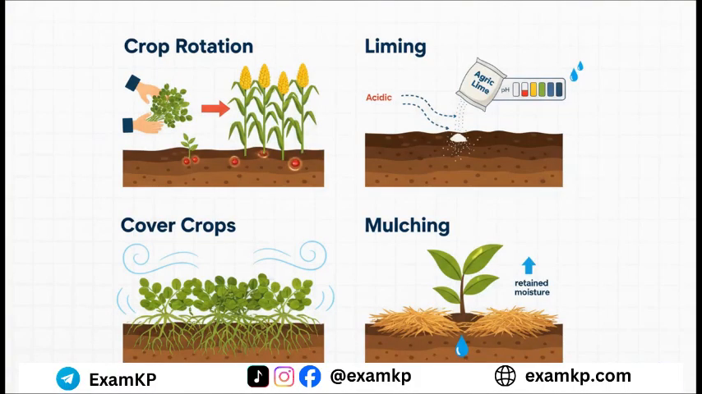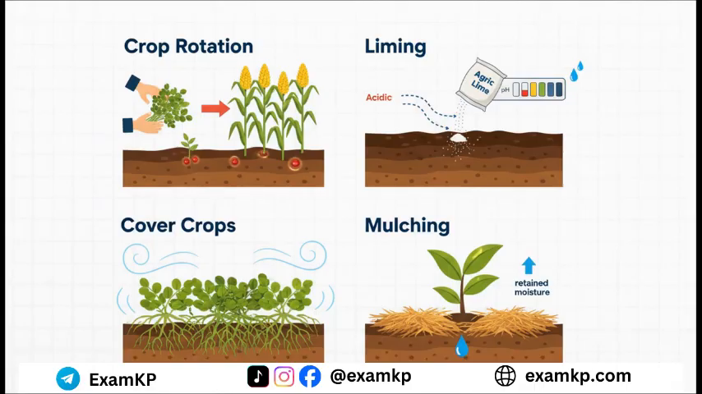Take crop rotation. Planting maize after cowpea is a fantastic idea because the cowpea, a legume, naturally adds nitrogen to the soil for the maize to use later. Then there's liming, which is absolutely essential for fixing those acidic soils common in places like southeastern Nigeria. And practices like cover cropping and mulching are great for protecting the soil. Mentioning these Nigerian examples will really make your answer stand out to your examiner.